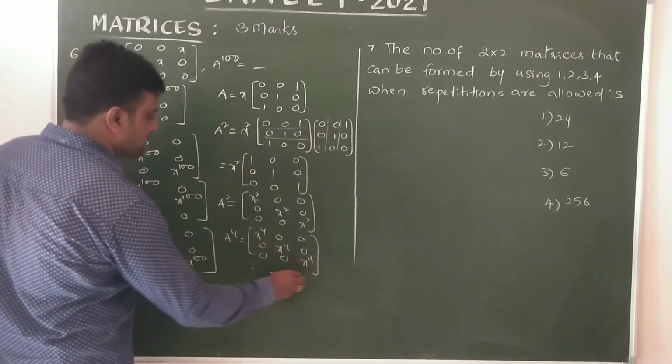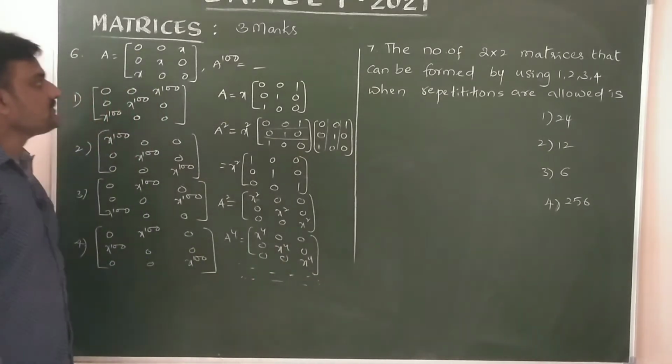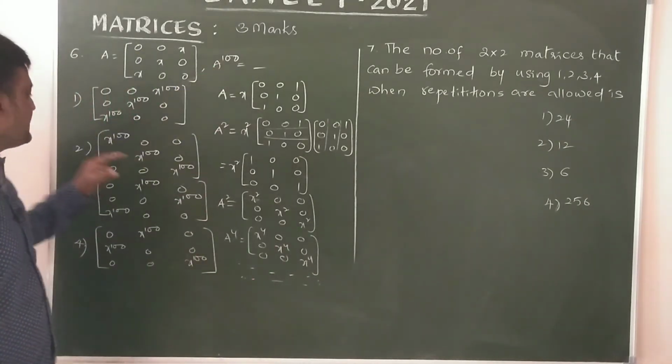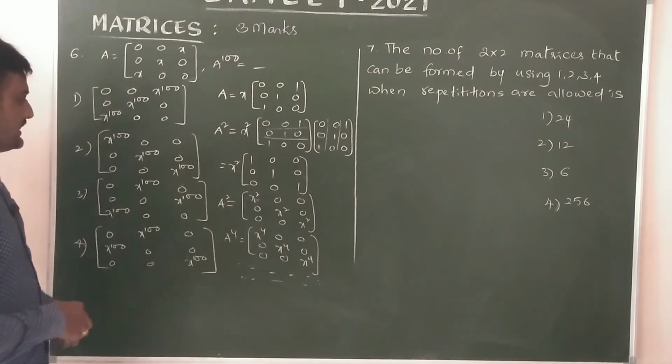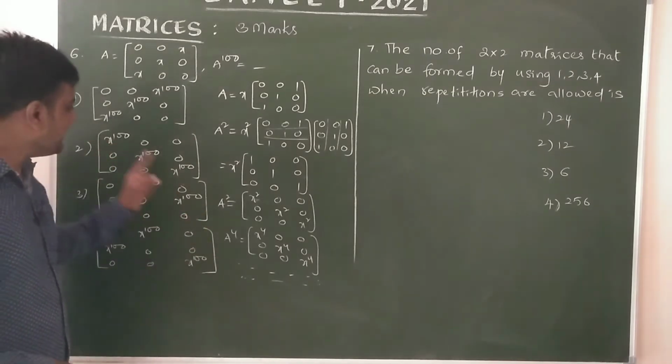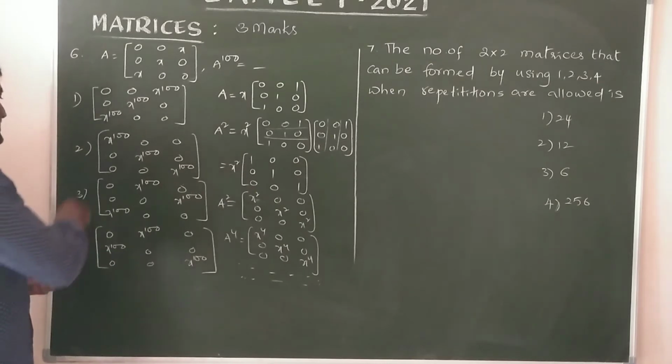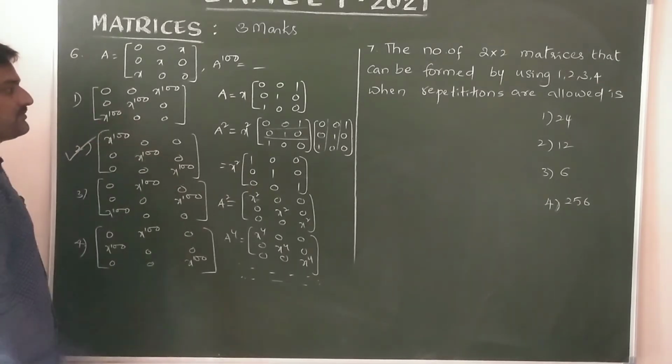Similarly, finally A power 100 equals what? Like this, x power 100 into the identity matrix. So our option is the second one.